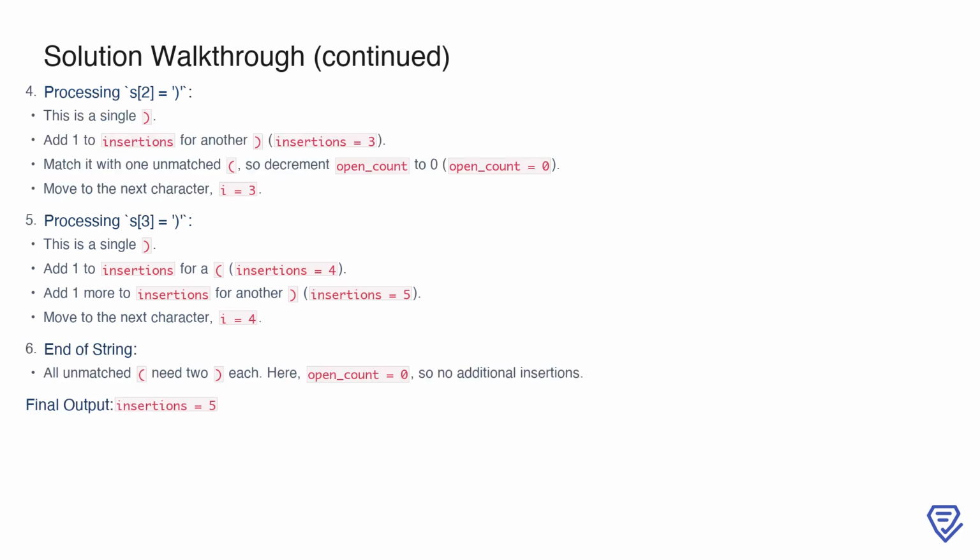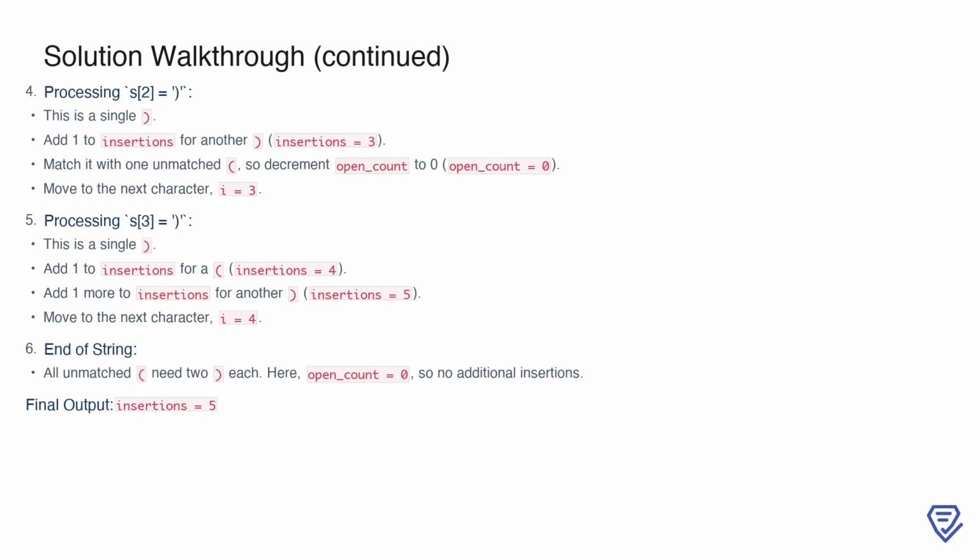At S2, we find a closing parenthesis. Since this is a single, and not part of a pair, we need to add another closing parenthesis to balance it. Thus, we increment insertions by 1, bringing the total to 3. We can also match this closing parenthesis with the 1 unmatched opening parenthesis we have, so we decrement open_count back to 0. Moving to S3, we see another closing parenthesis.